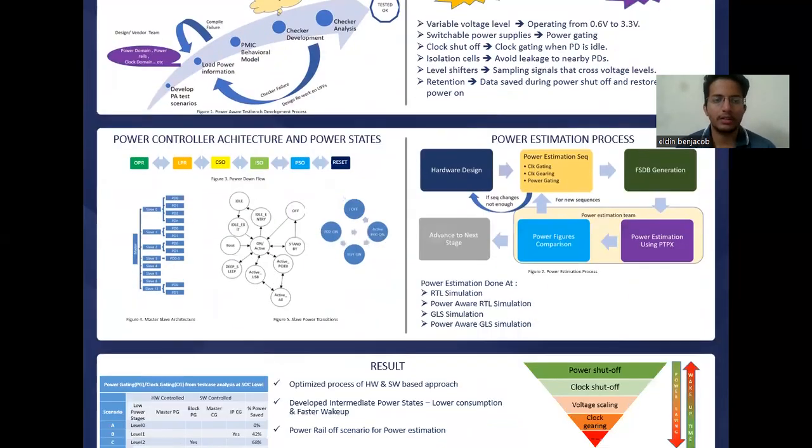Now we'll be considering the power controller architecture. We have a master slave architecture for the current design. The master sits in the always on domain and it controls the power domains that are directly connected to it and also the slave power controllers. The slave controllers are controlled by the master controller, and they have different power domains individually connected to them. The different states of a slave power controller are given as multiple power states, as shown in this figure.